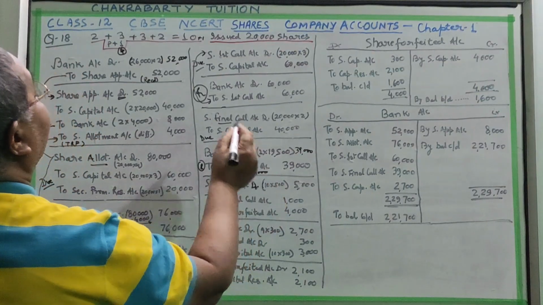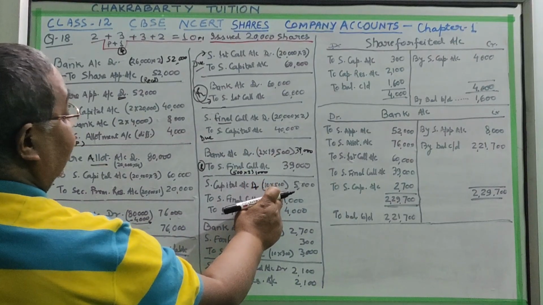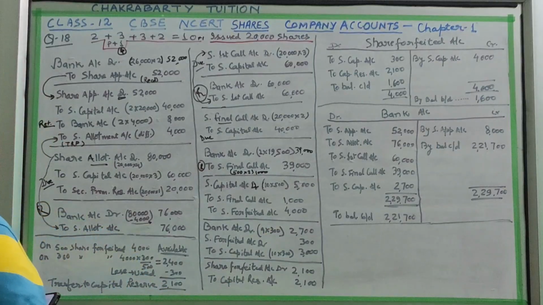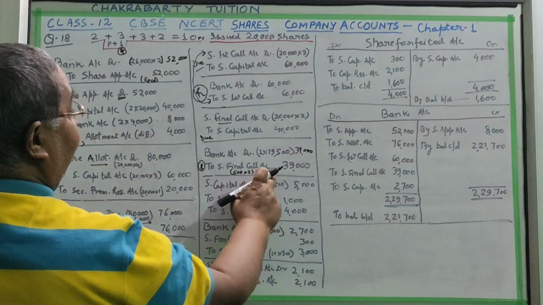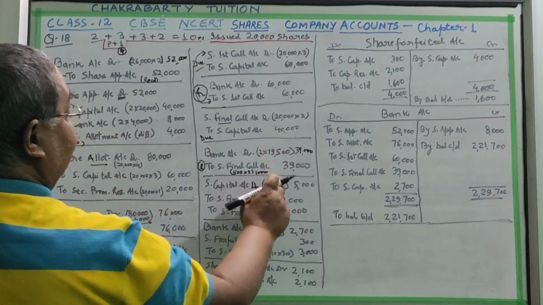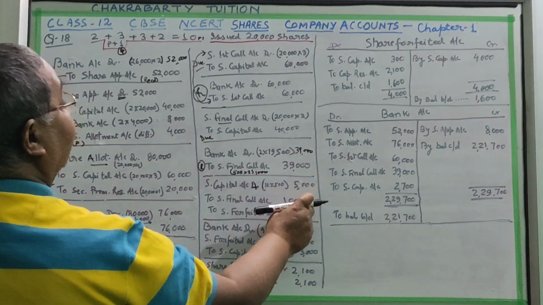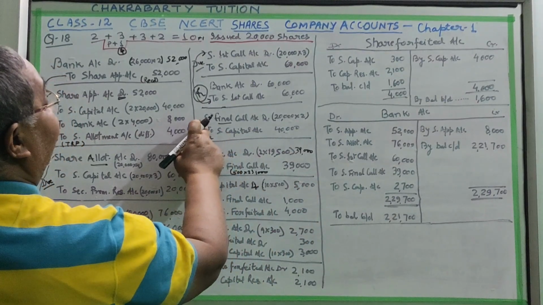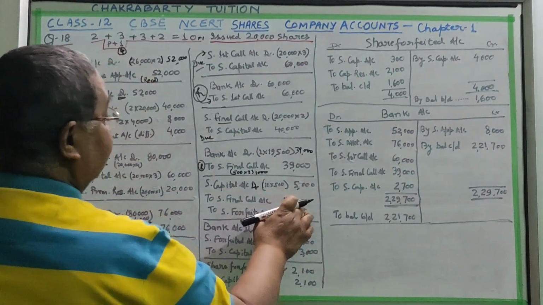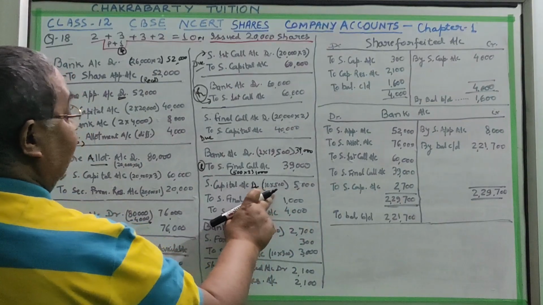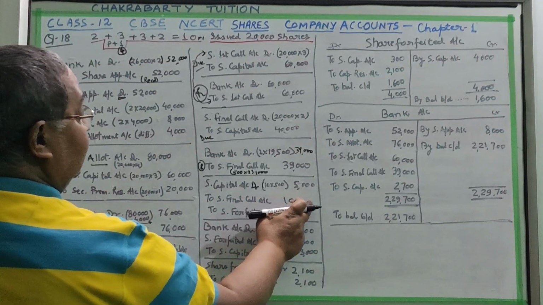Why? Because the due entry is already passed for 10 rupees and the number of shares is 500, so 5,000 will be the amount. Then the share final call amount not received comes here. So the final call amount 1,000 not received will come here to the share final call account. And what will happen? This entry and this entry, 39,000 and 1,000 all together, will square up this share final call account, because these call accounts will always go out. Now the 5,000 is clear because we have passed 10 rupees due, so 500 into 10 is 5,000.